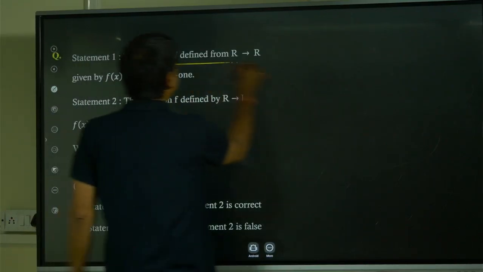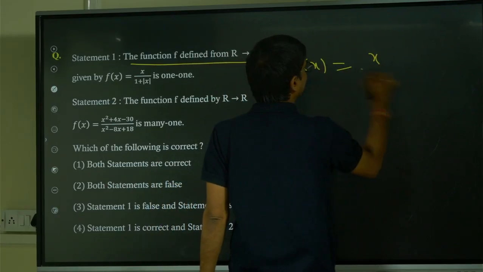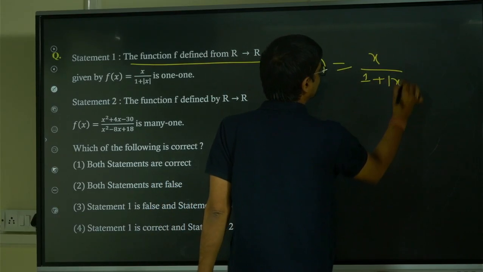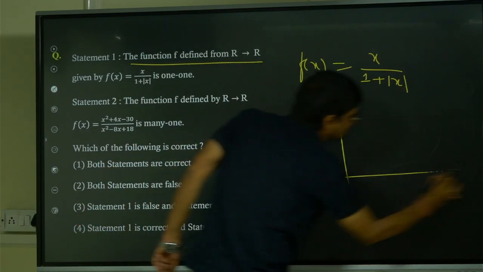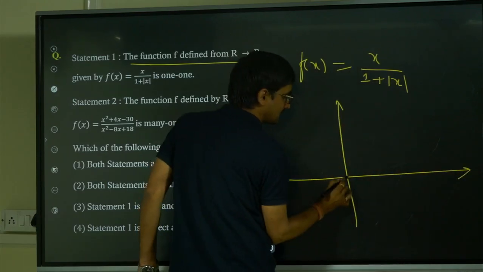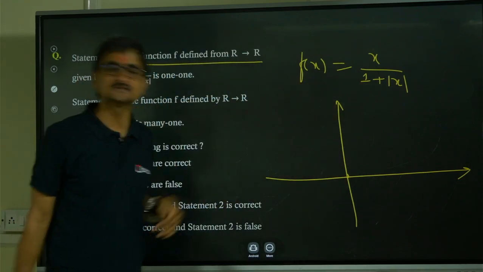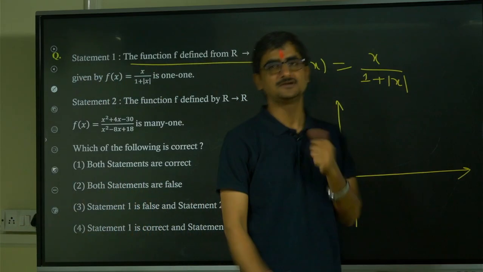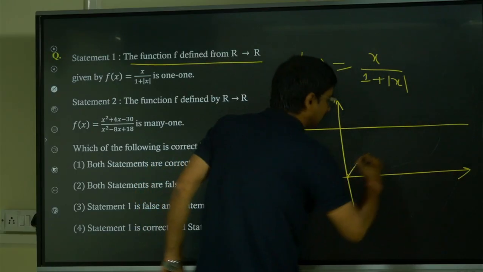The function f defined from R to R, f(x) is x over 1 plus mod x. Okay, see, at 0 the function is 0. For positive x it is always positive. See, the denominator is always positive, so the sign will be decided by the numerator, and in the numerator you have x. As x goes to infinity, it will approach 1.